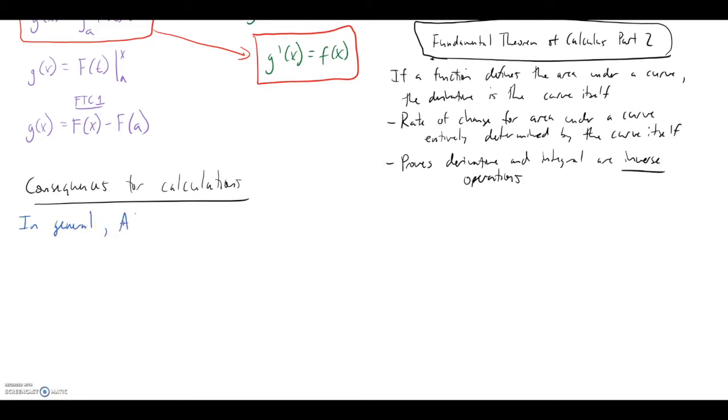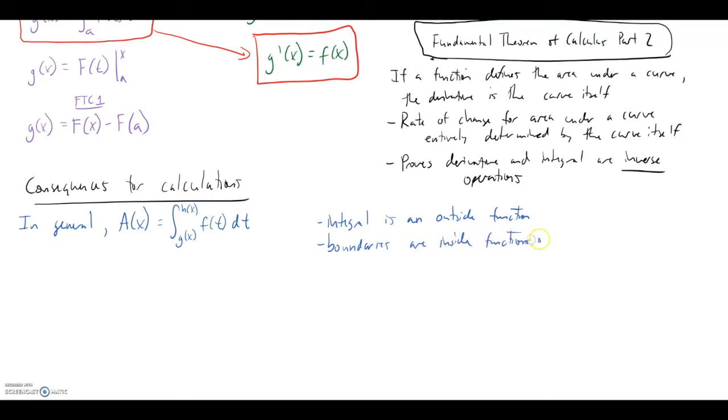So in general, let's define an accumulation function, A of x, to be the integral from one function of x, g of x, to a second function of x, h of x, accumulating area under the continuous curve f. What I want to get across in this process, when we define an accumulation function, is that the integral is really an outside function on this problem, and the boundaries are the inside functions of x. And all of this is to say that when we differentiate an accumulation function, we must consider chain rule on this derivative.